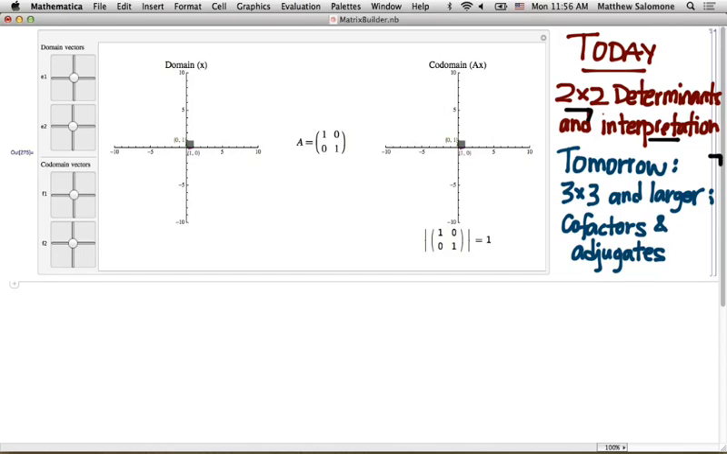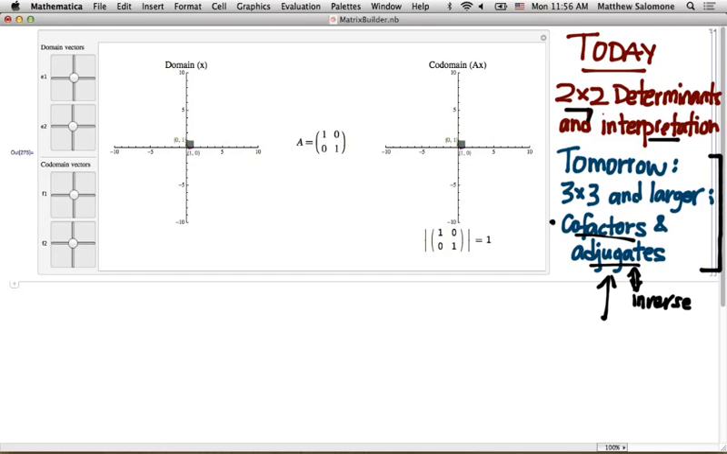Tomorrow we'll push forward and talk about the 3x3 case and larger for square matrices, and then some of the applications of determinants, including how to compute them, first of all, in a variety of different ways. Cofactor expansion being the particular new method that we'll talk about tomorrow, and then also a few words about using determinants to compute something called the adjugate of a matrix, which is very much like the inverse. It's very similar to the inverse of a matrix.